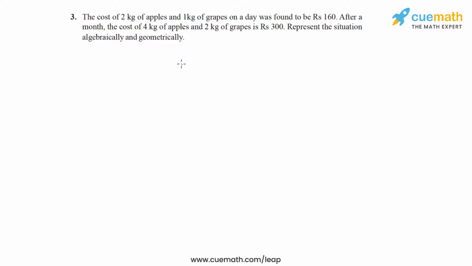Question 3 of this exercise says the cost of 2 kg of apples and 1 kg of grapes on a day was found to be 160 rupees. After a month, the cost of 4 kg of apples and 2 kg of grapes is 300 rupees. Represent this situation algebraically and geometrically or graphically.